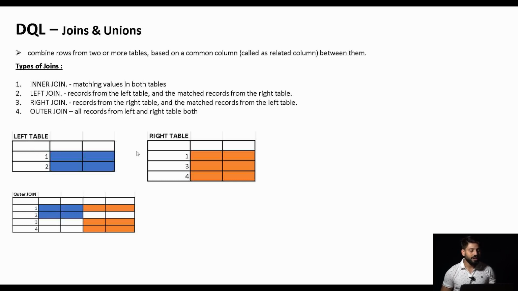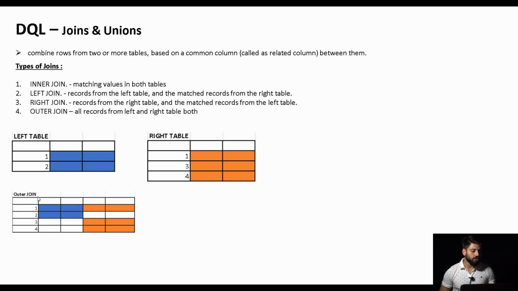Here you can see that we have a left table and a right table. This is just for our understanding purpose, that this is the left table and this is the right table. When you are dealing with a query, you assume that this is the left table and this is the right table, and on the basis of that you go ahead with writing queries.